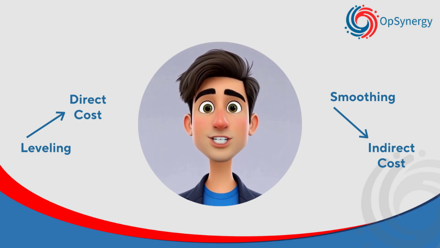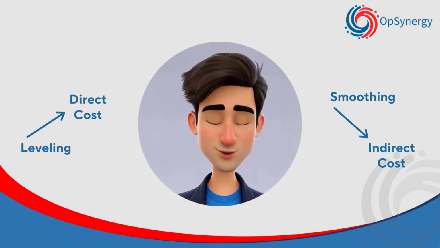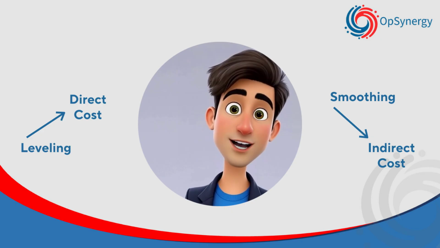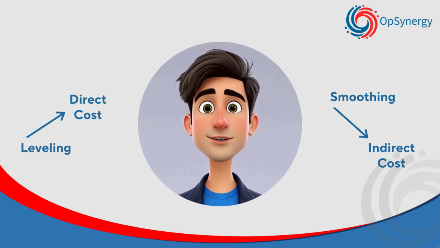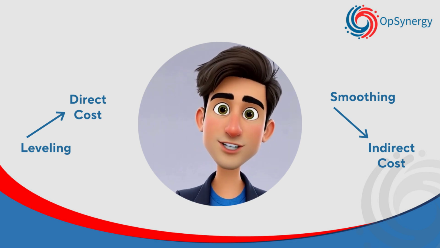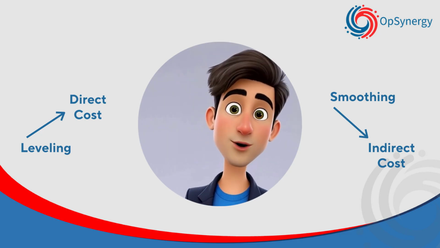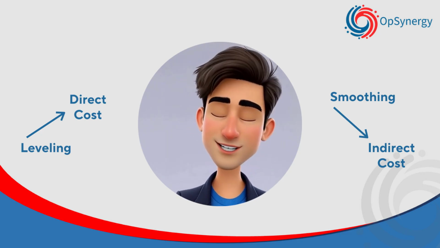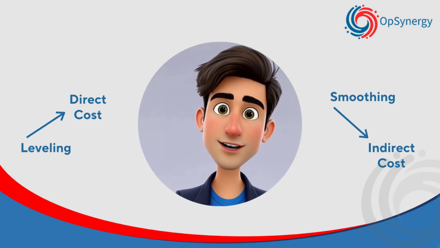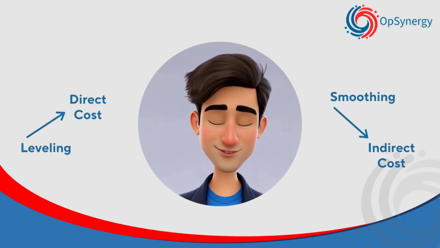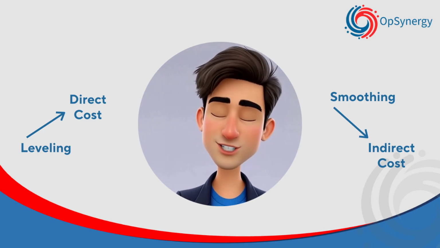PMP exam logic simplified. On the PMP exam, questions will always give you clues. If the schedule deadline is allowed to change and resources are overloaded, the answer is leveling. If the deadline is fixed and float exists, the answer is smoothing. If no float is mentioned and overload exists, the answer is leveling. If float is mentioned and delivery must not slip, the answer is smoothing. The exam is not testing definitions. It is testing whether you recognize feasibility versus optimization.